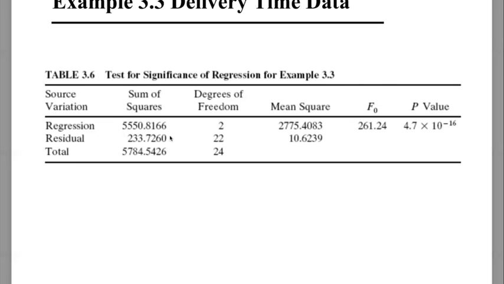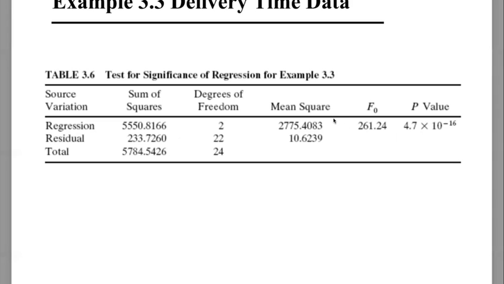And then they've divided each of the mean squares, the sum of squares regression and the sum of squares residual or error, by their corresponding degrees of freedom. And so the 2775 was obtained by dividing the sum of squares due to the regression by 2. Likewise, the 10.6239 is obtained by dividing the sum of squares error or sum of squares residual by 22, and so you get 10.6239.